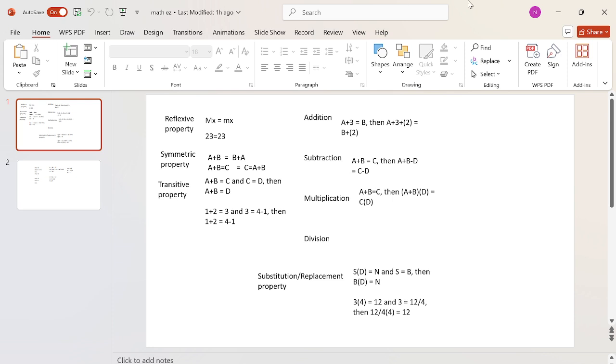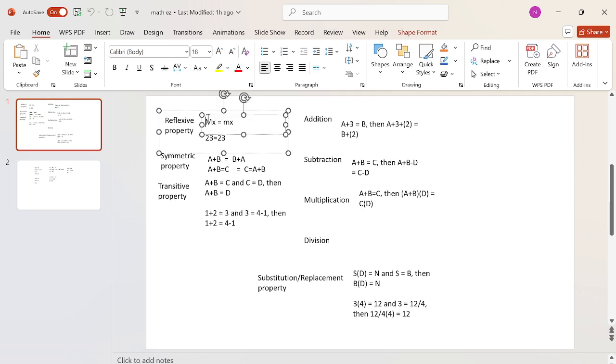Okay, anyway, so basically in this video, I'm gonna teach you all about the properties of equality, so we can solve variables. The reflexive property is basically a property which says that every real number is equivalent to itself. So here are some examples: mx is equal to mx, and also 23 is equal to 23.